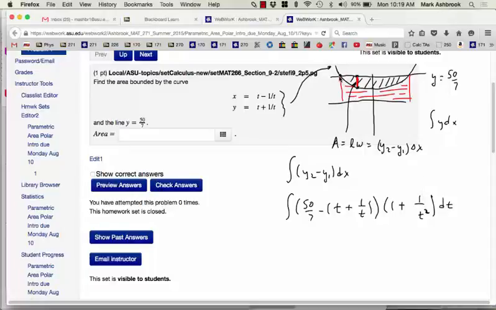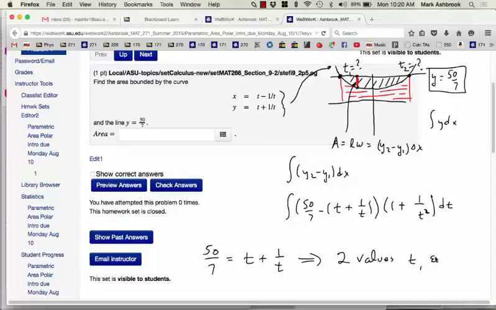Okay, then to get these bounds, we've got to say, what do we know about those points? What do we know about those points in order to get the t values? So we're saying t equals what here? Say t1. And t2 equals what? Well, we know y is 5/7ths. So to get the t values, we want the y value to be 5/7ths. So it's going to be 5/7ths equals t plus 1 over t, which is going to give us two values, t1 and t2.